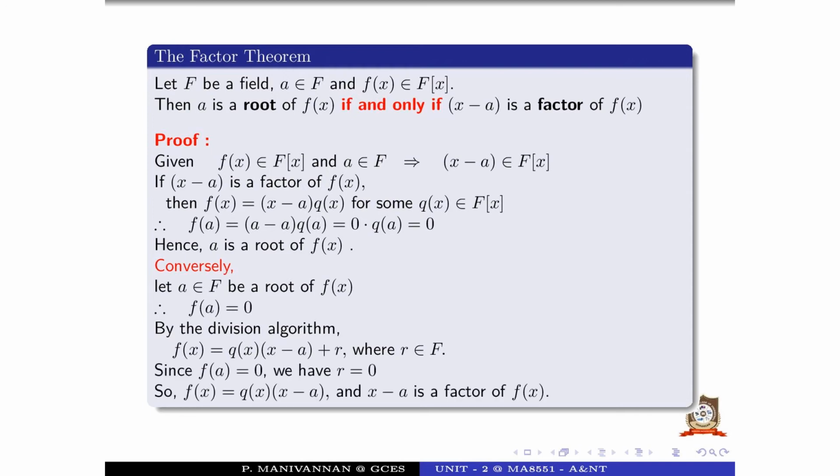Here f of a equals 0. Put x equal to a, we get r equal to 0. Since f of a equals 0, put r equal to 0 in this step, we get f of x equals q of x into x minus a. Hence x minus a is a factor, since f of x is a multiple of x minus a.